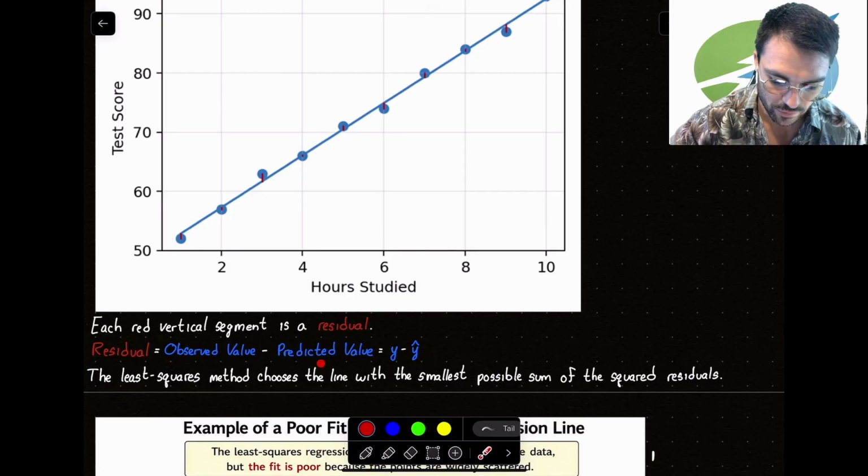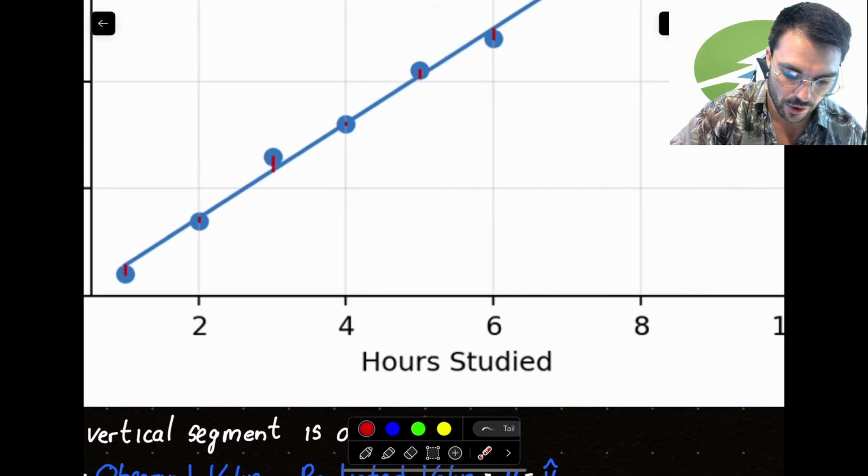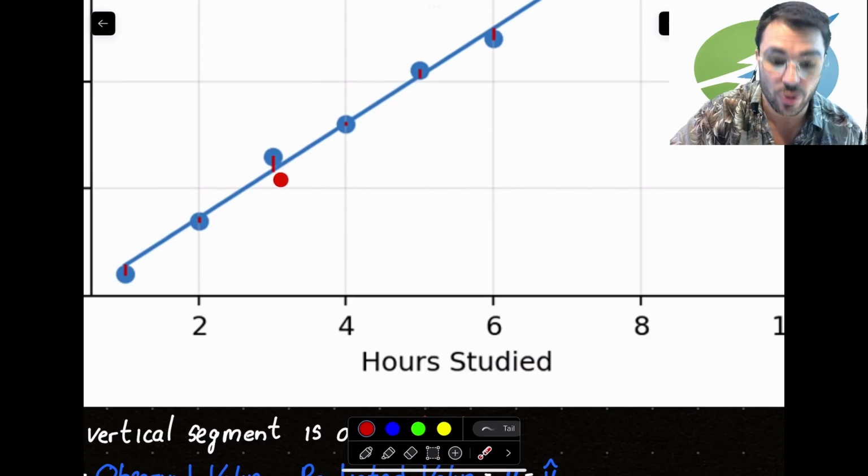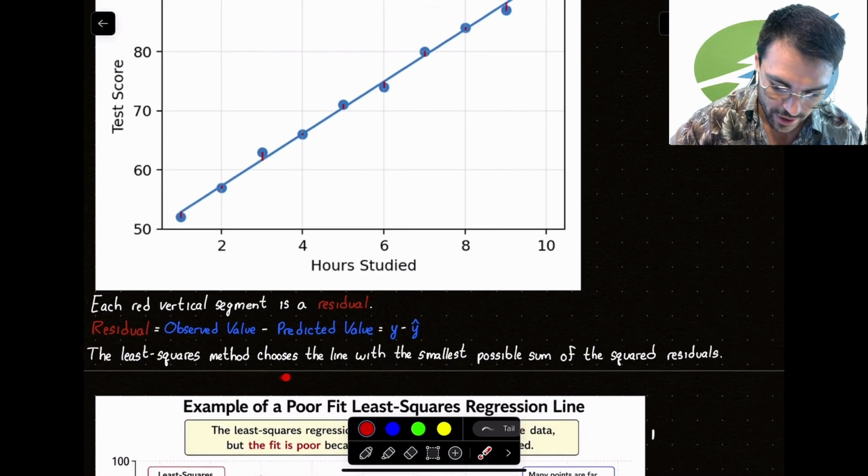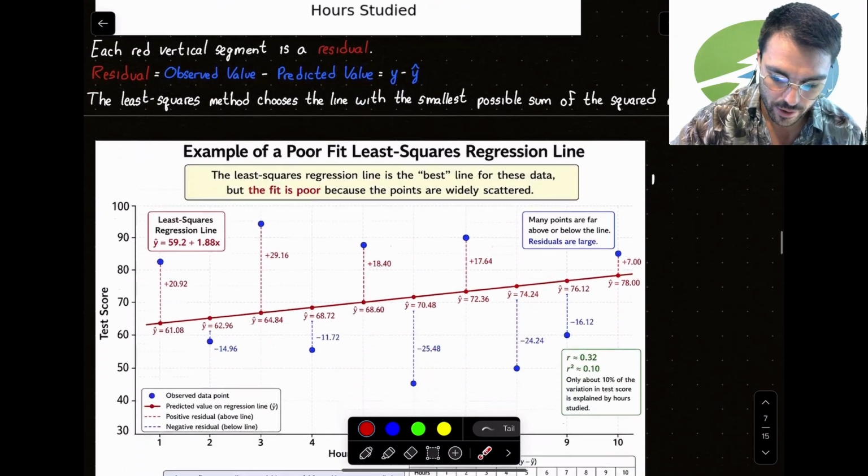Residual equals the observed value minus the predicted value, which is y minus y hat. So for here, it would be this y value minus the y value at the line. And the least squares method chooses the line with the smallest possible sum of the squared residuals. So this is an example for a good fit.